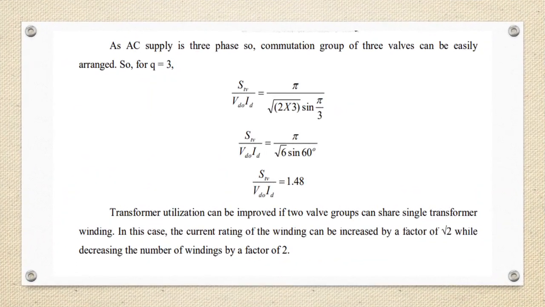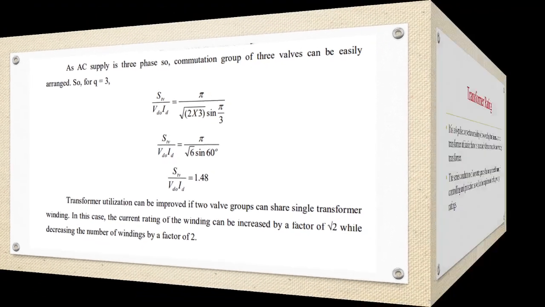So as AC supply is 3-phase, commutation group of 3 valves can be easily arranged. So for Q is equal to 3, STV by VD naught ID equal to pi by root 2 into 3 sin pi by 3, or STV by VD naught ID is 1.48. So transformation utilization can be improved if 2 valve groups can share a single transformer winding. In this case, current rating of the winding can be increased by a factor of root 2 while decreasing the number of windings by a factor of 2.